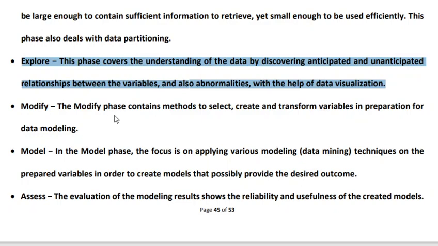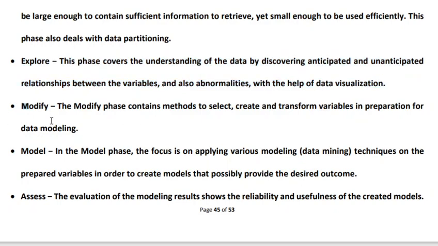Now, the next phase that we have is called the modify phase. The modify phase is capable of preparing data as per the requirement of the modeling strategy. So, the modify phase contains methods to select, create, and transform variables in preparation for data modeling. Once the data has been prepared as per the requirement of the modeling phase, we need to initiate the next phase, that is called the modeling phase.